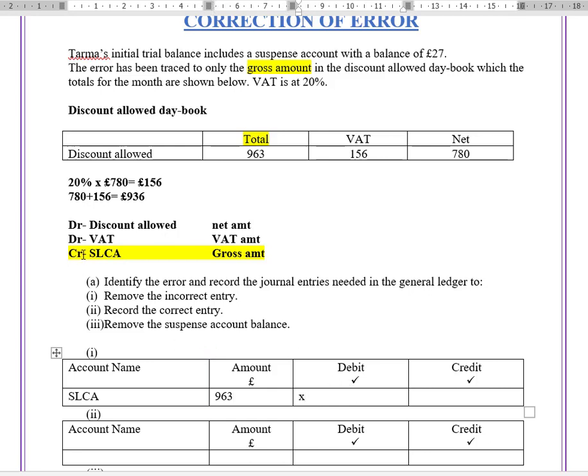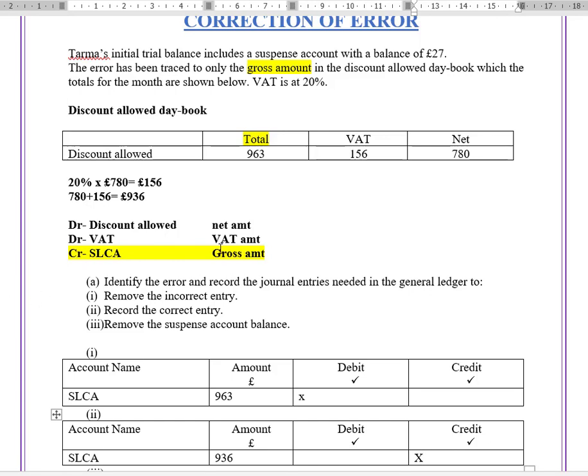I always like to set out the double entry. You're telling me about discount allowed. Okay, what will I debit and credit? Write it down. Let me be seeing it clearly. Okay, if I have credited SLCA, they said to me, remove it. Remove it is do the opposite of what you did before. The opposite is debit SLCA. Then they said to you, record the correct entry. The correct entry will still go to SLCA account, but the correct amount this time around. So SLCA, the correct amount is 936, and I am going to credit it into SLCA. So again, it will still be a credit.